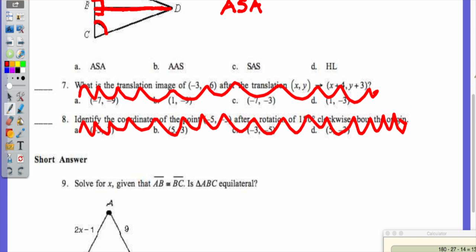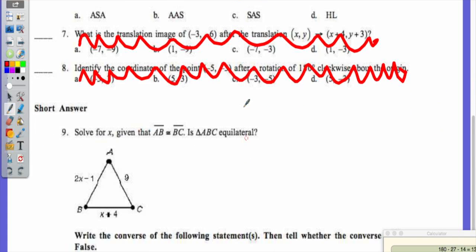Okay? Number 9, the picture did not show up on your test. So the picture is that of a triangle with side lengths marked 2x minus 1 for AB. AC is 9, and this actually says x plus 4. So draw that triangle on your review, because you do have a question with a picture like this. So make sure you draw that. They're actually asking you if ABC is an equilateral triangle. They tell you that AB is equal to BC.